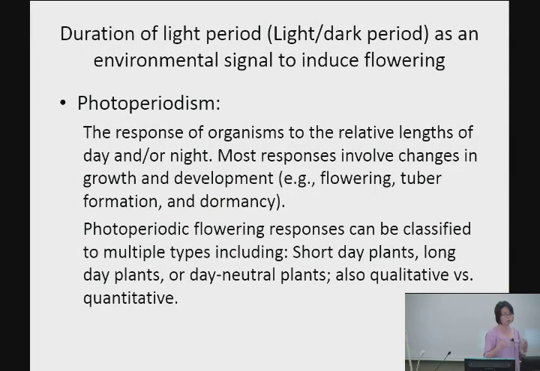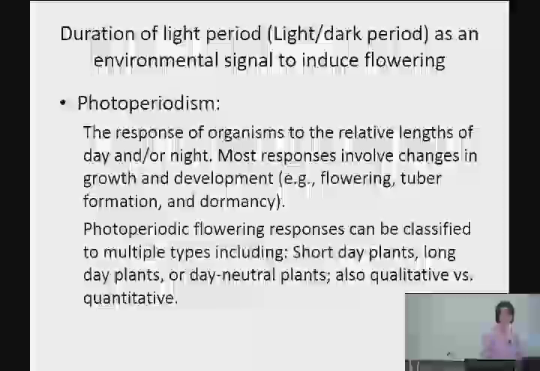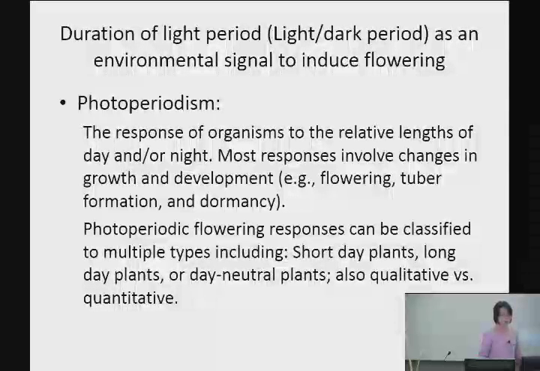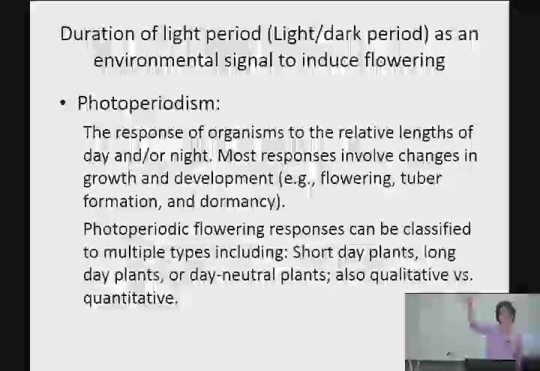Because of the importance of knowing photoperiodic response, plant responses to photoperiods are classified into several categories. One is short day plants, next one is long day plants, and the third one is day neutral plants. How many of you never heard of those terminology? Short day plants, long day plants, day neutral plants. Everyone has heard. Okay, good.